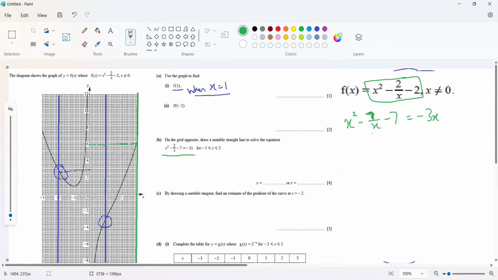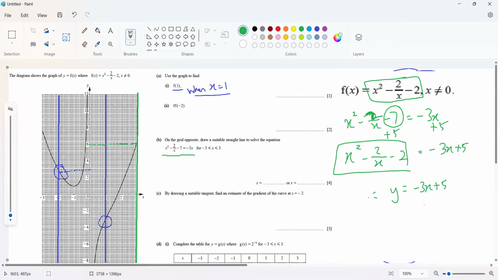So first of all, in order to make it a little bit easier, you may consider, if it's hard to count, actually it is x squared minus 2x, the only value that doesn't change, sorry. So all you need to do is just add 5 on both sides. So when we add 5 on both sides, x squared minus 2 over x minus 2 equals negative 3x plus 5. And this is the curve equation already. In other words, y equals negative 3x plus 5, or in this case, f(x) equals negative 3x plus 5. And this is the line that you need to draw.